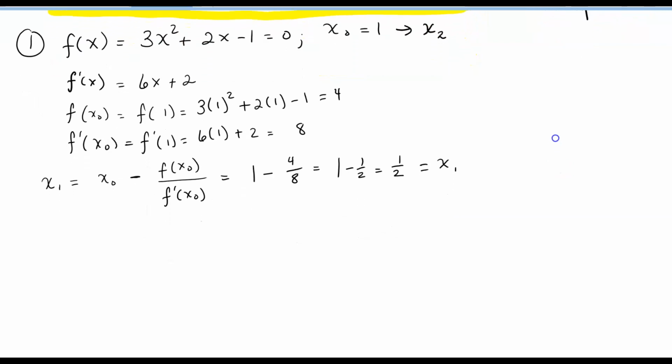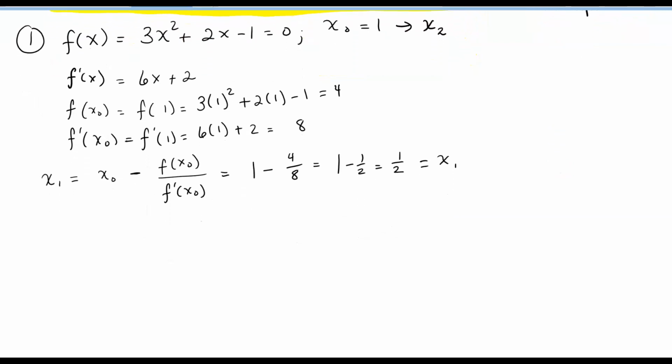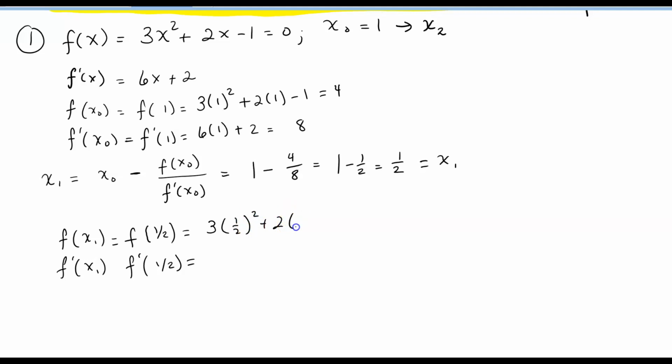And now that we know x sub 1, we're going to use the same method to find x sub 2. But in order to do that, I need to find f of x sub 1 and f prime of x sub 1, which is going to be, in this case, f of 1/2 and f prime of 1/2. All right? And so we're going to plug in those numbers again into that original function and its derivative. So let's go ahead and do that.